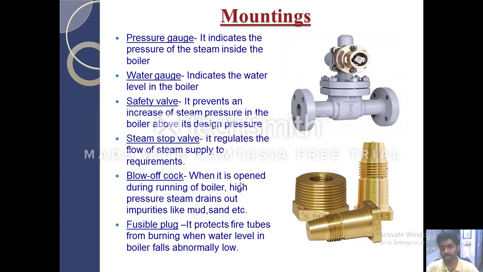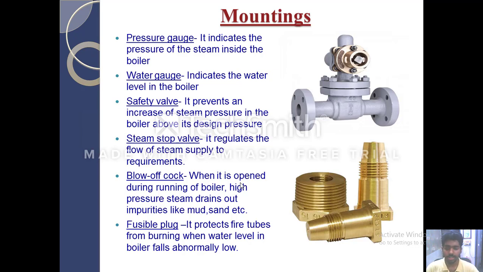These are the mountings. Pressure gauge: it indicates the pressure of the steam inside the boiler. Water gauge: it indicates the water level in the boiler. Safety valve: it prevents an increase of steam pressure in the boiler above its designed pressure.